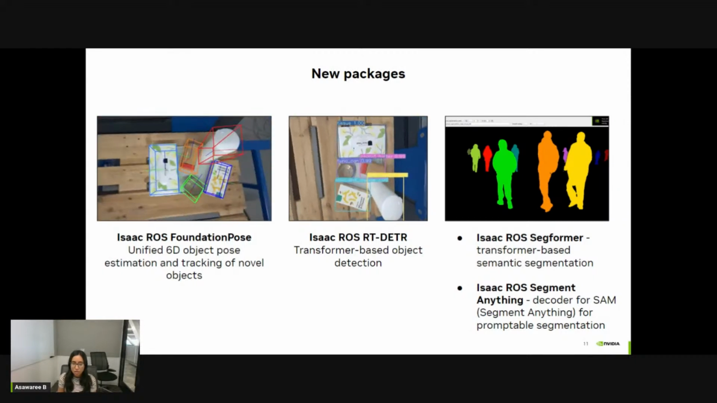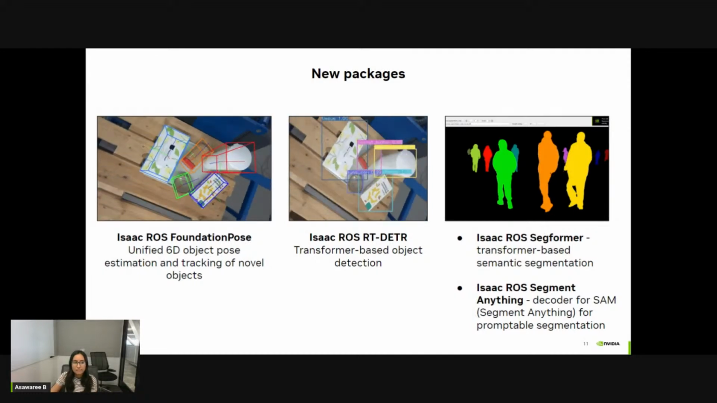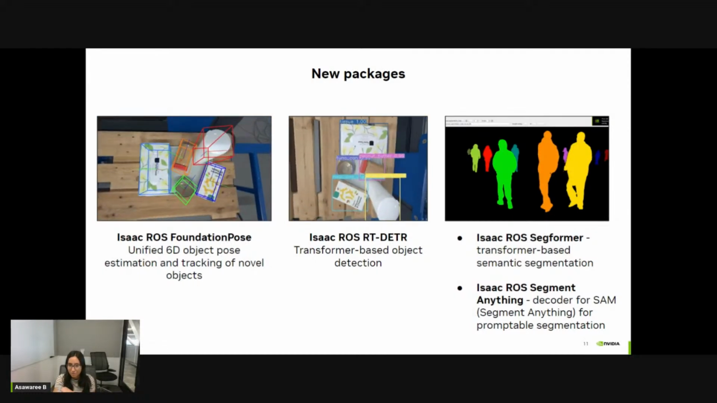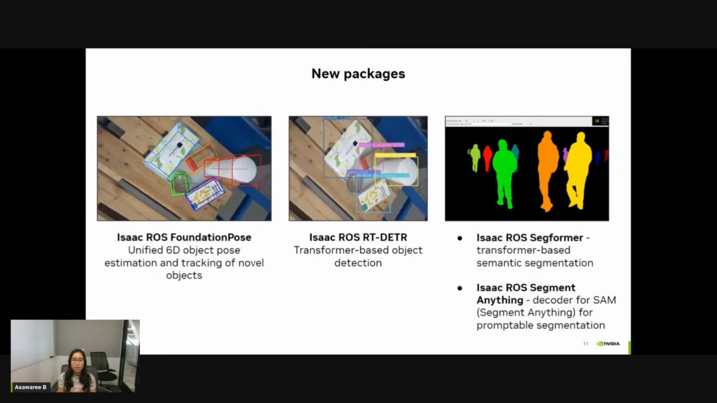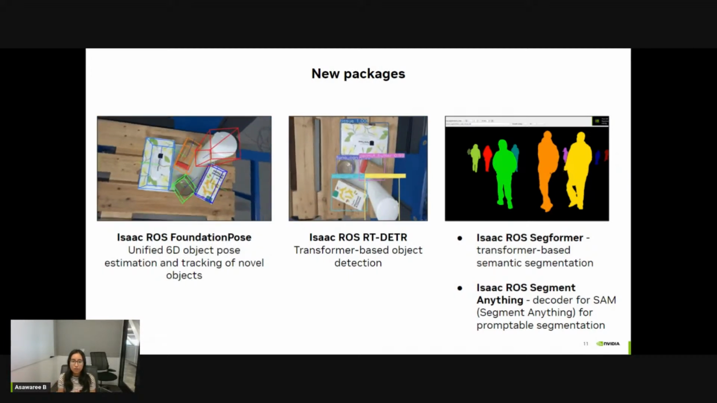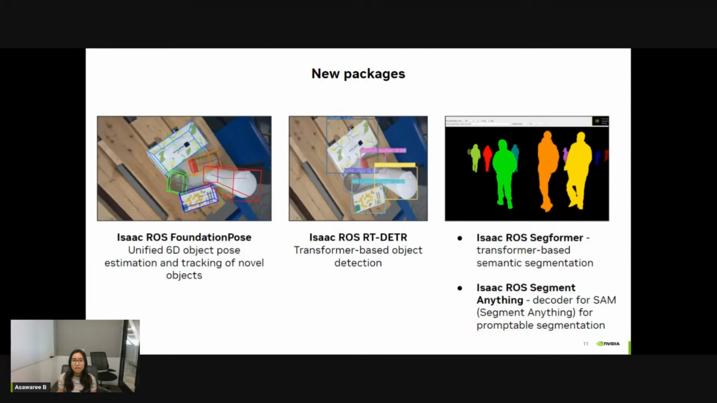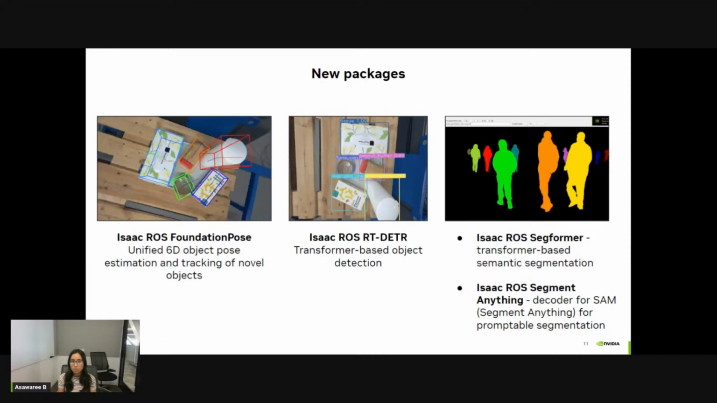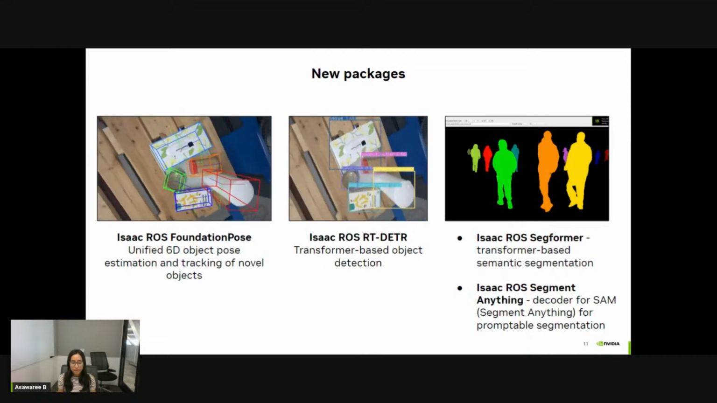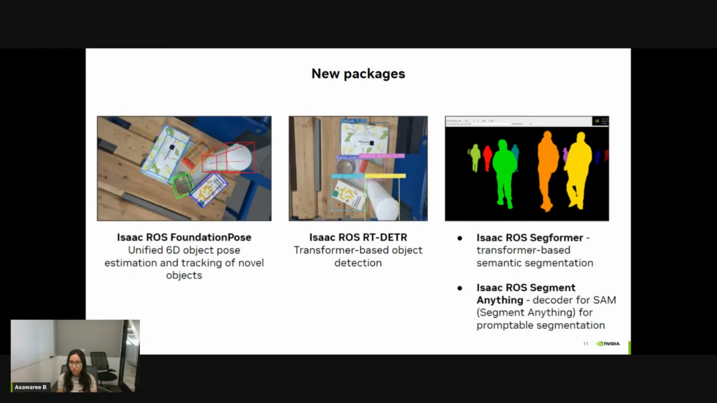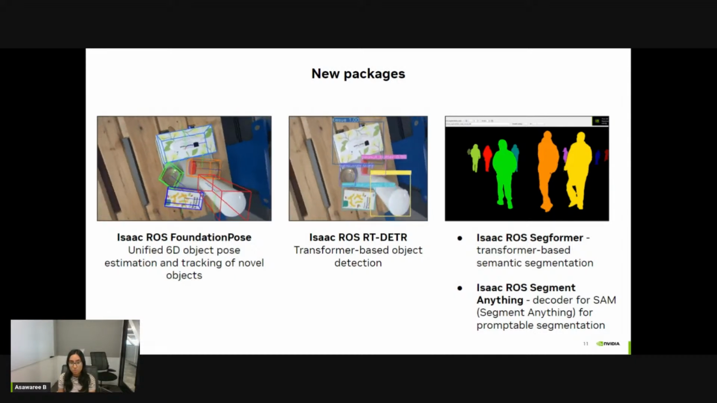So the first is Isaac ROS FoundationPose, which is a 6 degrees of freedom object pose estimation package, and also tracking as well for novel objects. What novel objects means here is that you do not need to fine tune this model or retrain it for objects of interest. Rather, it's a foundation model. So it's already been trained on a whole bunch of different objects, and it can execute right out of the box without any retraining needed for specific objects.